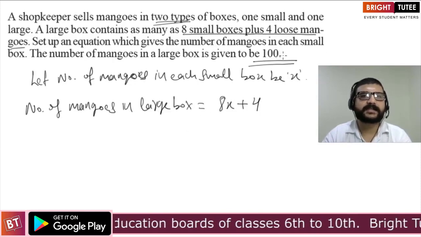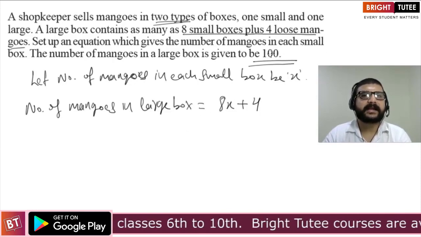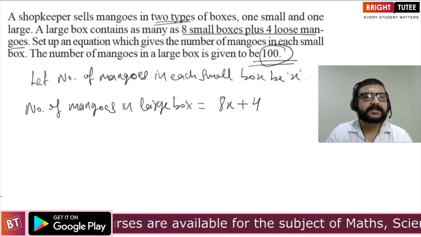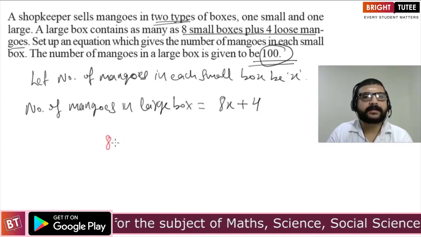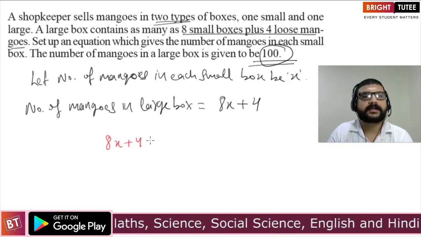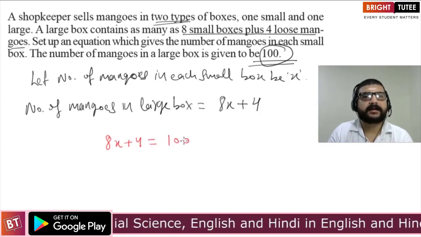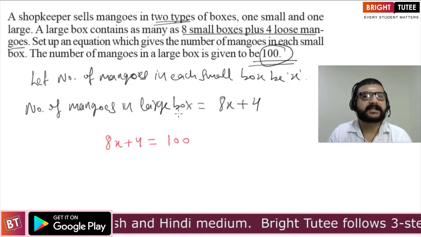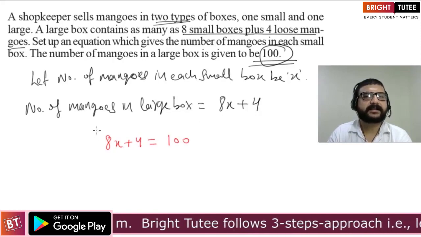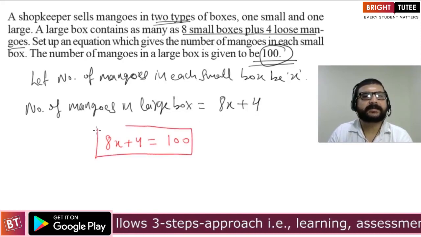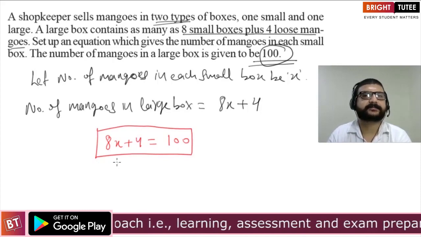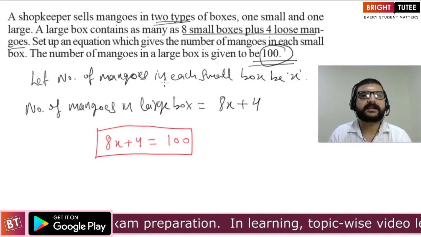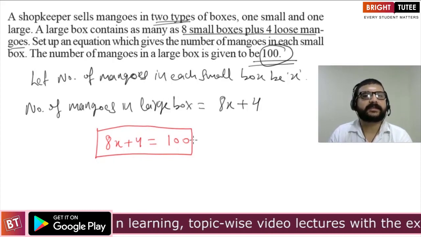Now in the question it is already given that it has 100 mangoes. So what will be the equation now? The equation will become 8x plus 4 is equal to 100, because 8x plus 4 is the number of mangoes in the large box and it is given as 100. So this will be the equation representing the above situation. So this is how we have converted a real life situation into a mathematical equation.